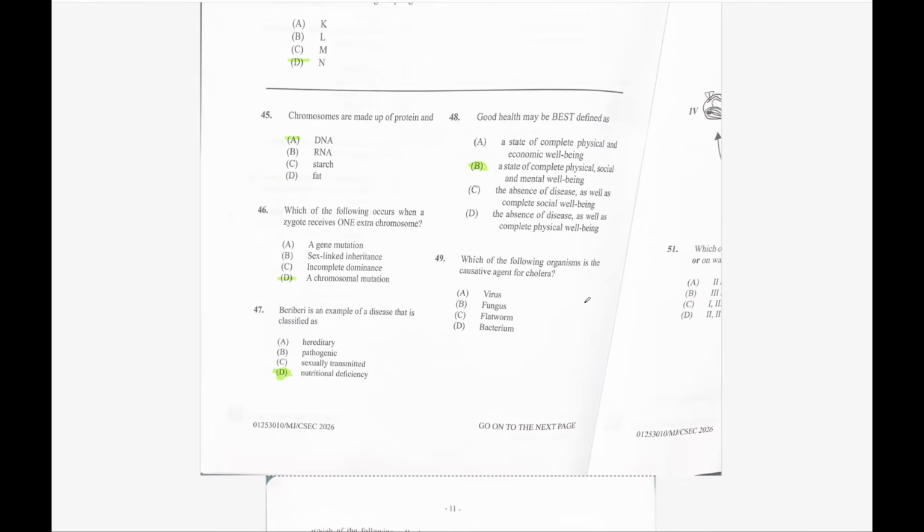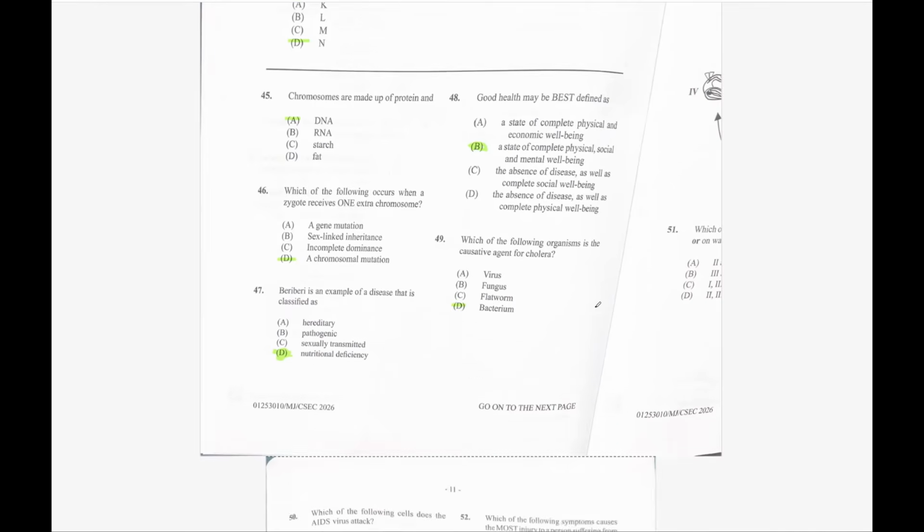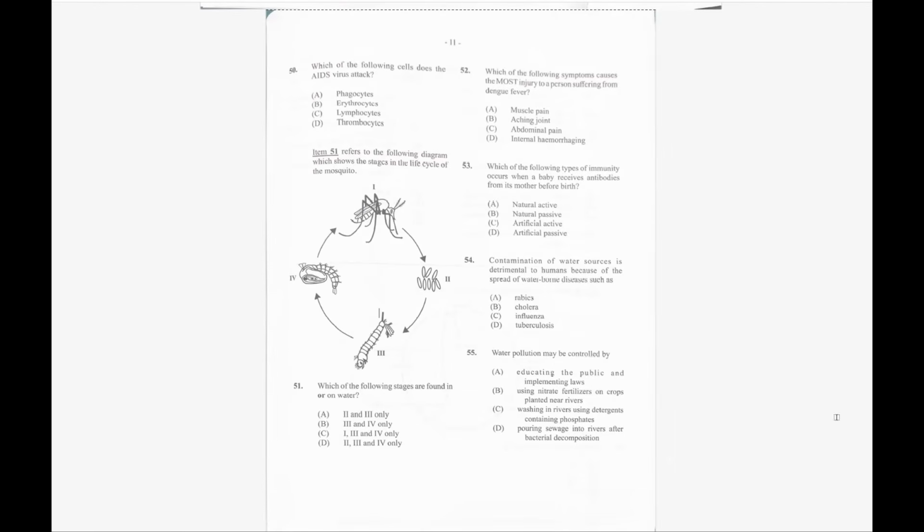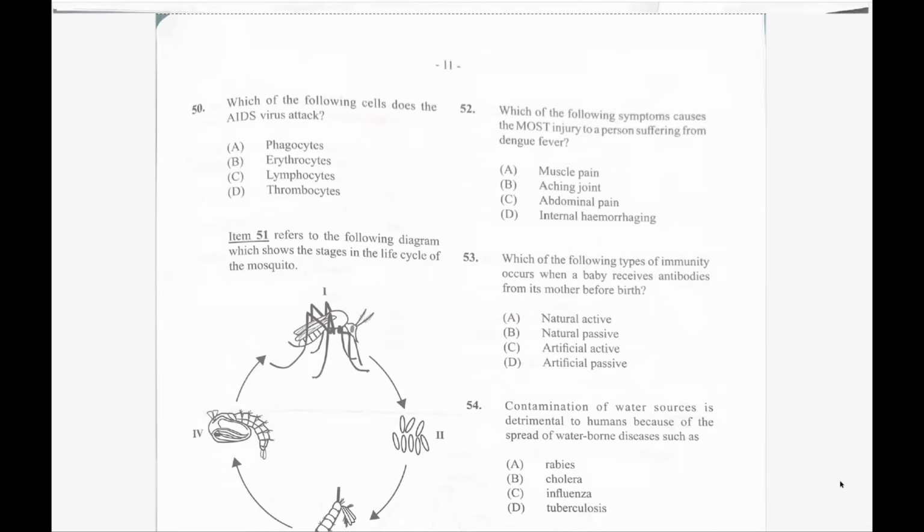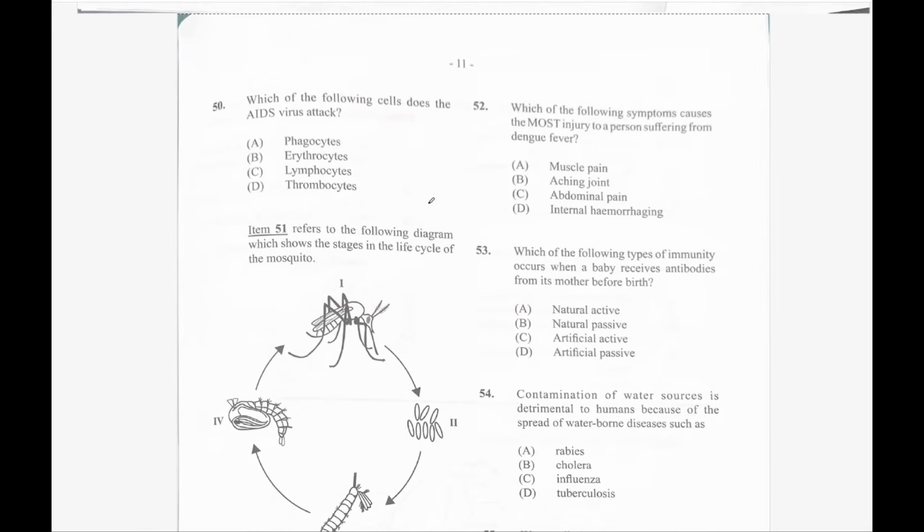49. Which of the following organisms is the causative agent for cholera? Cholera is caused by a bacteria named Vibrio cholerae. Looking for question 50. Which of the following cells does the AIDS virus attack? Is question 50. And we will have to go with the lymphocytes. They are a type of white blood cell.